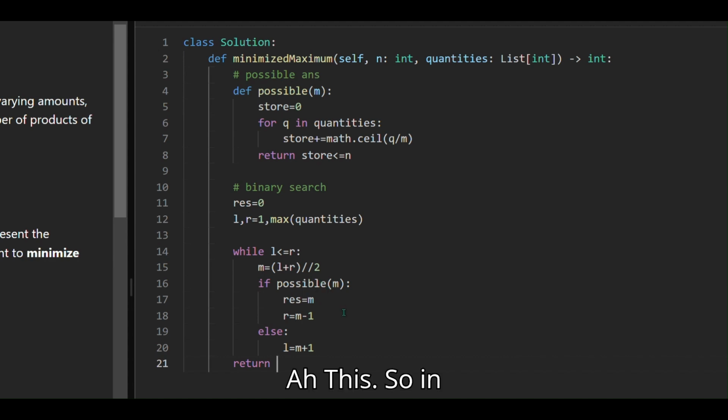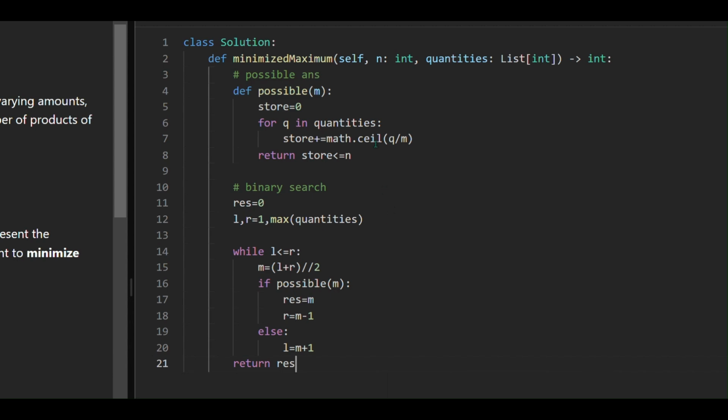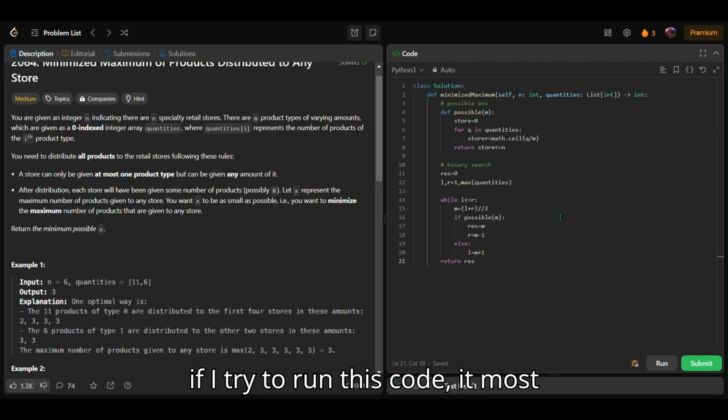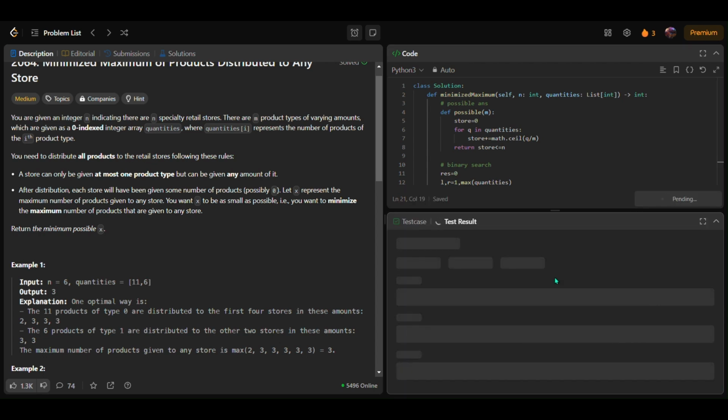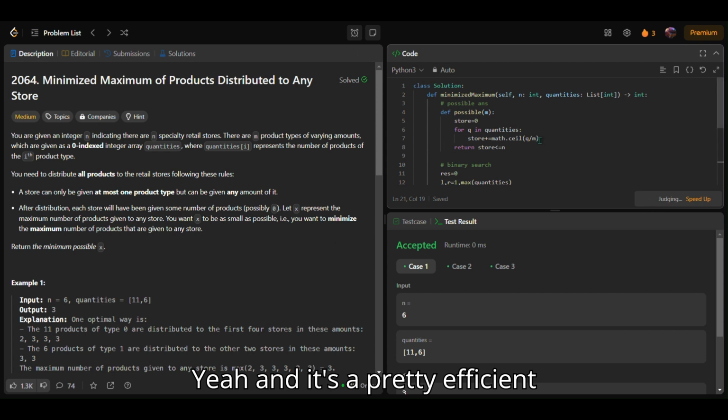So in the end, that's how we get the result. Now if I try to run this code, it will most probably work. As you can see, guys, that's how we do it. And it's a pretty efficient solution.